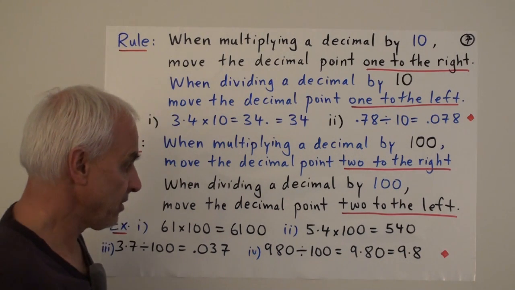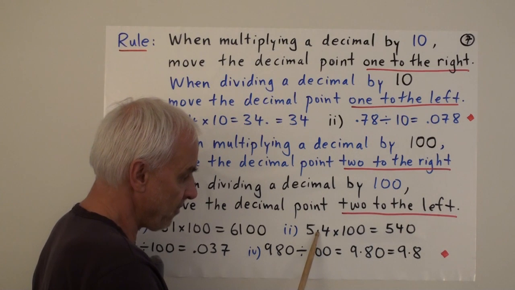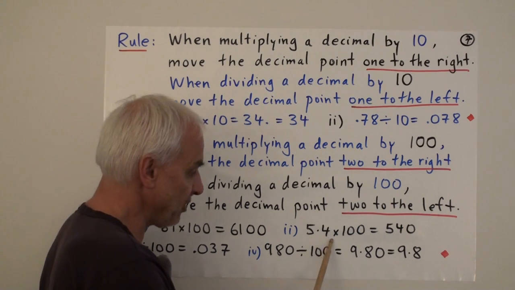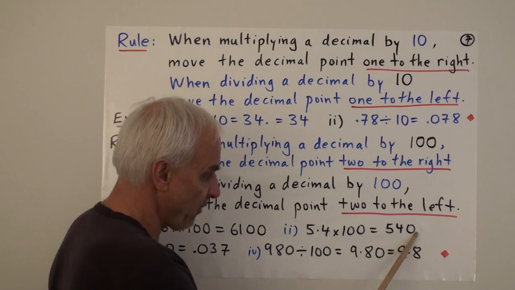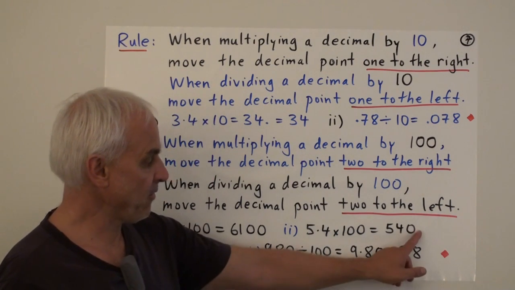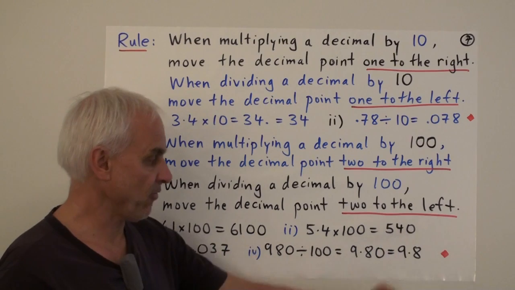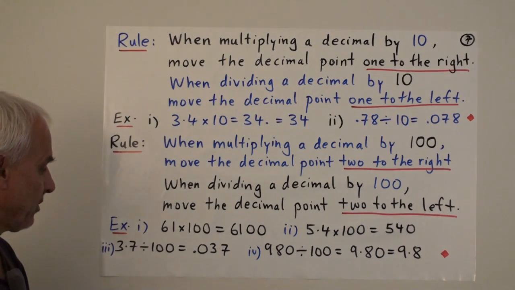5.4 times 100. Well, the 5.4, the decimal's there. We move it over once, and then we need to introduce a 0 so that we can move it over once more. And once we've moved it over once more, well, we can drop it because it's just an ordinary number.